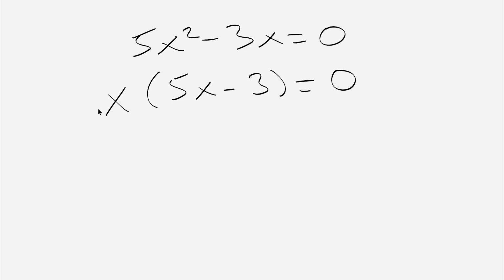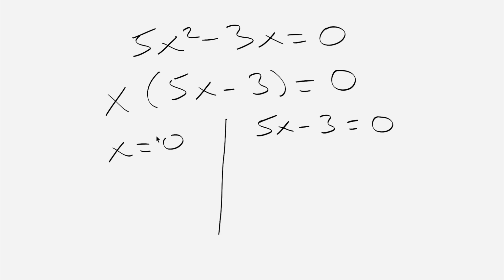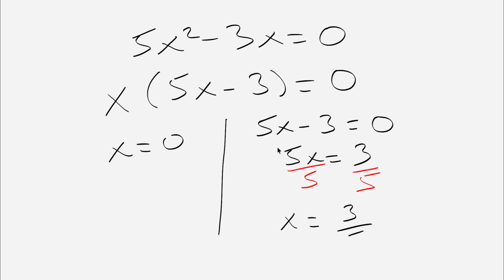So in this case, this means either x has to be 0 or else 5x minus 3 has to be 0. So x is 0 is one of our solutions. The other solution is going to come from here. 5x equals 3. Then dividing both sides by 5, you will get x is equal to 3 over 5.